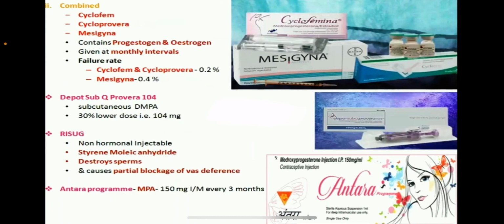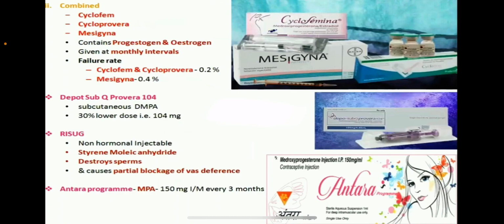Changes are also produced in the endometrium. It makes the endometrium unfavorable for implantation. Even if fertilization occurs, conception is unlikely because the endometrium itself is unfavorable. It will not allow the zygote to implant, and growth is not favorable.